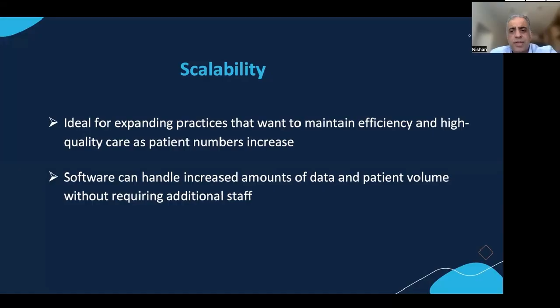So there is consistency with what is being found and what is being interpreted from the x-rays. The patients are not being told different things. They have consistency with the reporting on their X-rays. Obviously, the software itself can handle increased amounts of data and patient volume without requiring additional staff.